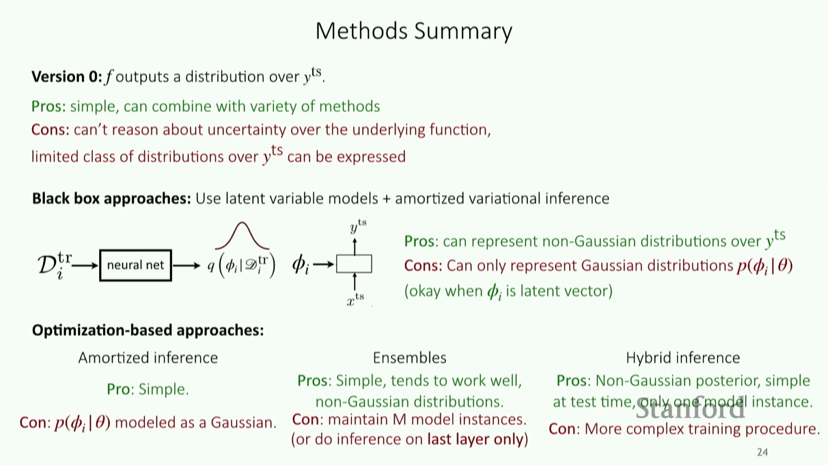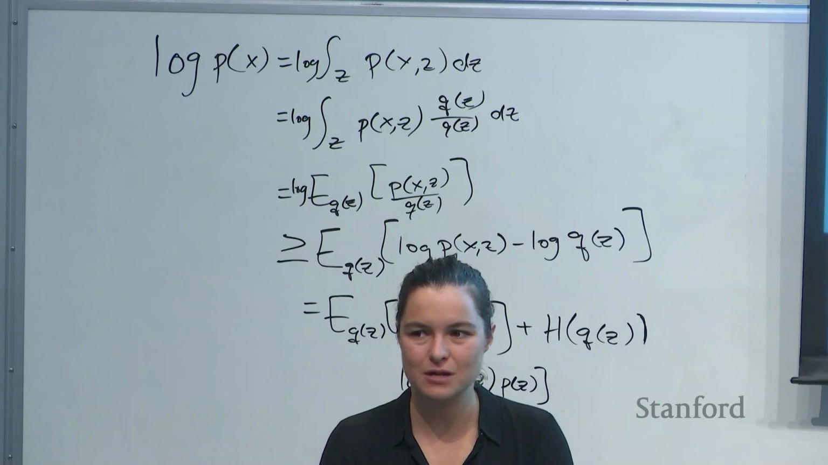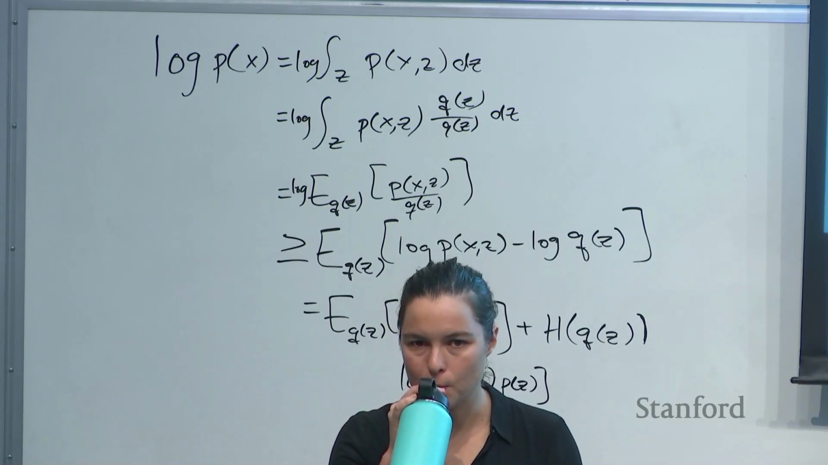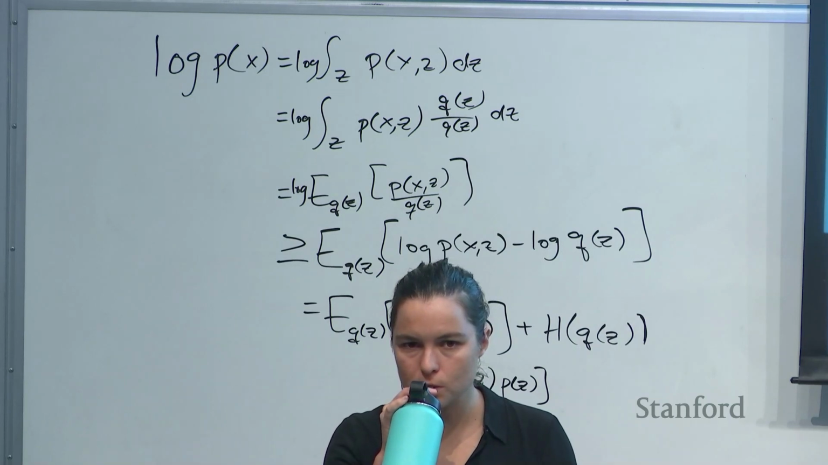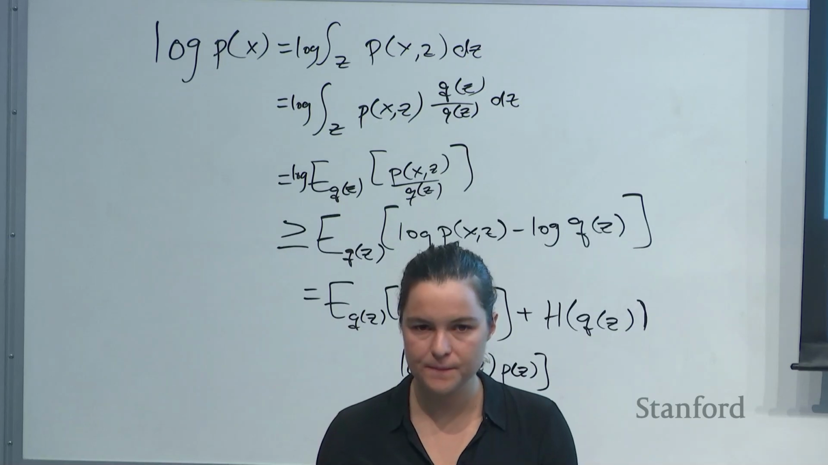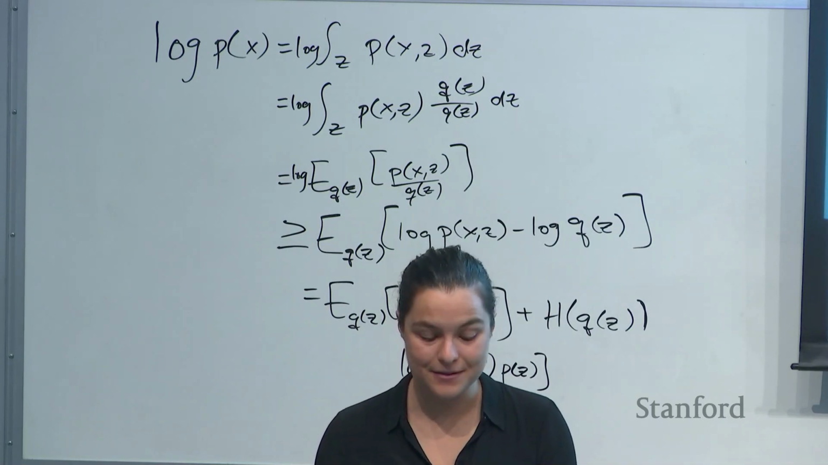Any questions on methods before I talk about evaluation and what we can actually use these methods for? Yeah. In the hybrid case, we don't actually have the distribution over the phi yet, right? We can only sample. Yeah, exactly.